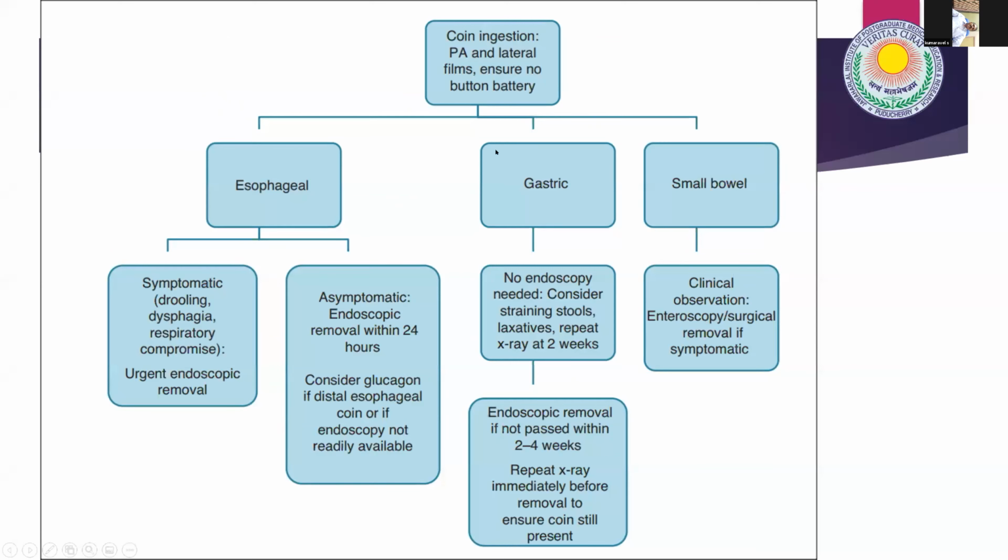However, in case of a gastric foreign body, if it has passed into the stomach and the child is asymptomatic, usually it can be left alone, and a repeat X-ray done or the parents asked to strain the stool and see regularly, and one can identify that it has come out. Otherwise, after 2 to 4 weeks, it can be removed. If it does not come out in 3 weeks, usually it means that there is something wrong in the passage.